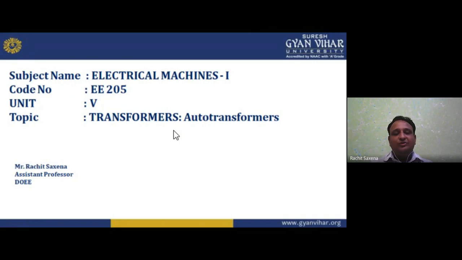We have three different types of tests: open circuit test, short circuit test, and Sumpner's back-to-back test. In the open circuit test, we can find the core losses, eddy current and hysteresis. But we can't separate them, because if I want the core loss separately, we have to do the open circuit test, but we are not connecting any load.